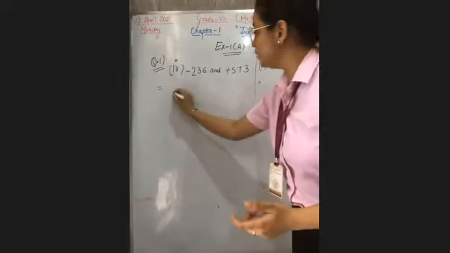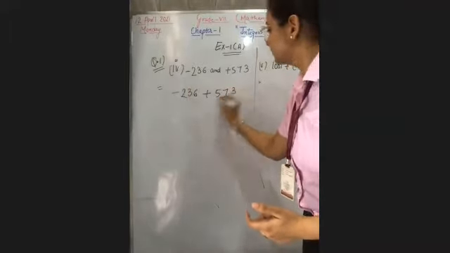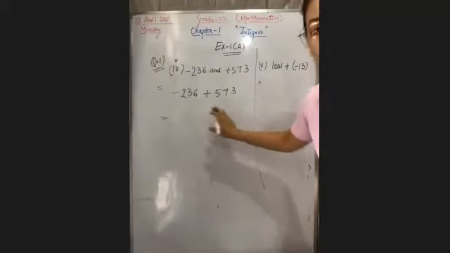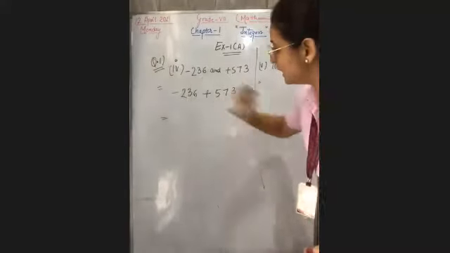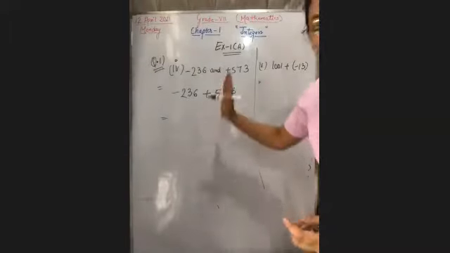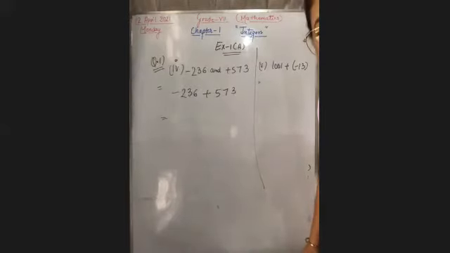Okay? Here you have to write minus 236 plus 573. Now what do you have to do here? One is negative, one is positive, so we will always do subtraction. If one is negative and one is positive, we will always do a subtraction. Okay? What will the answer be of the first part?